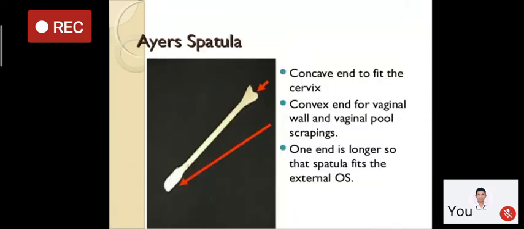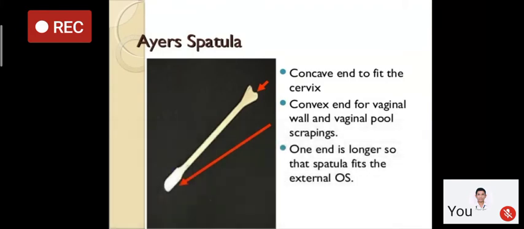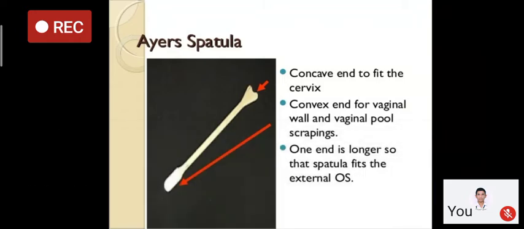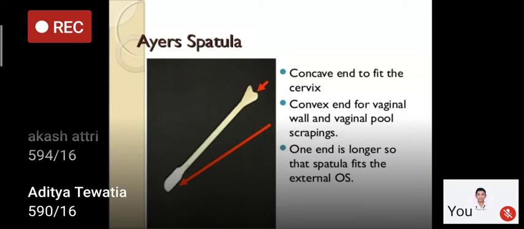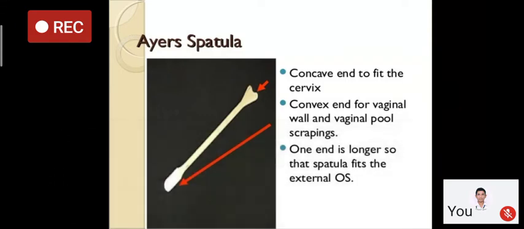Now this is the Ayer spatula. This smaller arrow shows the area which has to be rotated around the transformation zone for sampling. The concave end has to fit the cervix. The convex end is for the vaginal wall and the vaginal pool scraping. One end is longer so that the spatula fits the external walls. The longer side of the spatula is kept inside, and the shorter one is kept outside.